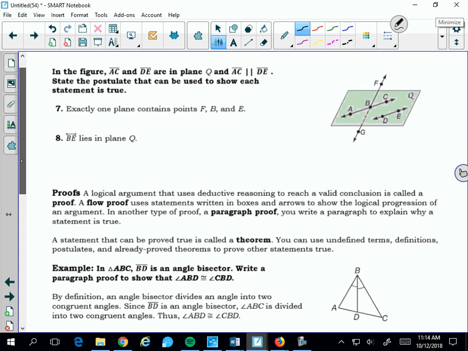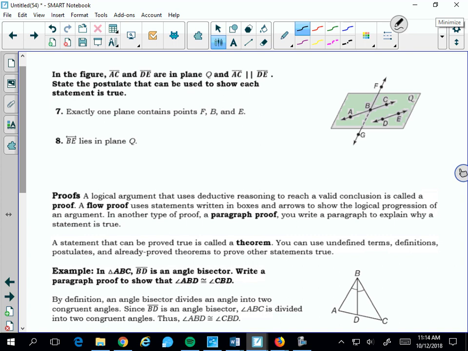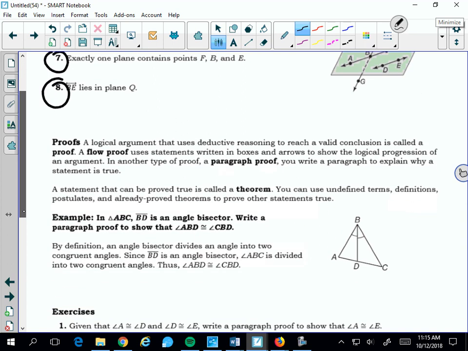And I want you guys to try 7 and 8 as well, because that's really what I was doing in the first part. They're telling me that these are true. They want you to actually point to that postulate. So which postulate tells you exactly one plane contains points F, B, and E? And which postulate tells you that line BE lies in plane Q? So take a look at those postulates again and see what you come up with.